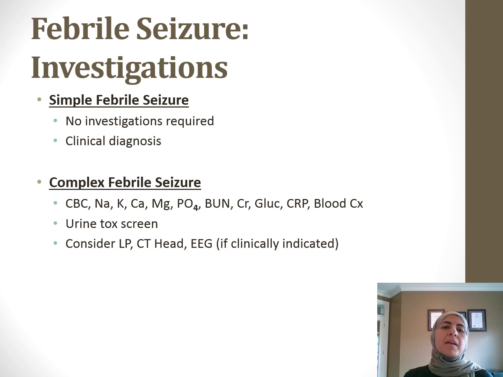In complex febrile seizures, however, we want to make sure we're not missing any underlying abnormality, such as an endocrine abnormality or an underlying infection. So we do some blood work, such as what's listed above, as well as in some instances we think to do a urine tox screen, especially if the child is not returning to neurological baseline as expected. And in some cases, depending on how the child is looking clinically, we'll consider an LP or a CT head or an EEG.